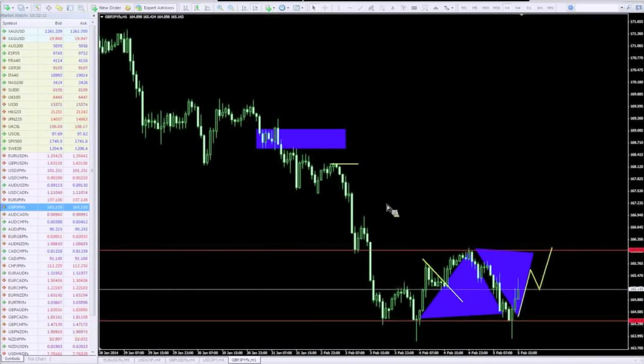All right. And for anyone that's looking at this pound yen, keep an eye on this. Let's see how it unfolds by tomorrow.